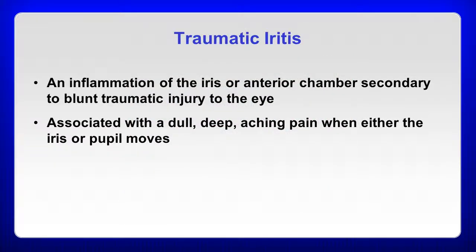Traumatic iritis. It's inflammation of the iris or the anterior chamber, and again, this will happen due to blunt traumatic injury to the eye. So the common thing that will happen is a deep, dull, aching pain any time the iris or pupil moves. So we know that the iris is the muscular structure that helps in dilating and constricting the pupil, which allows light to enter the eye.